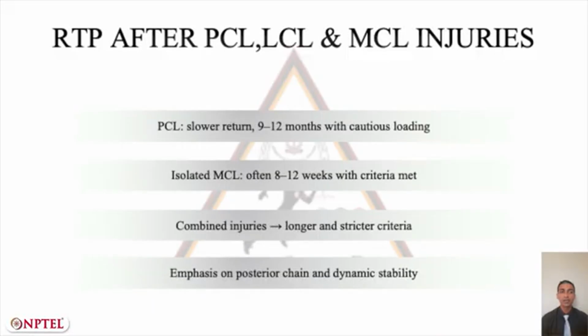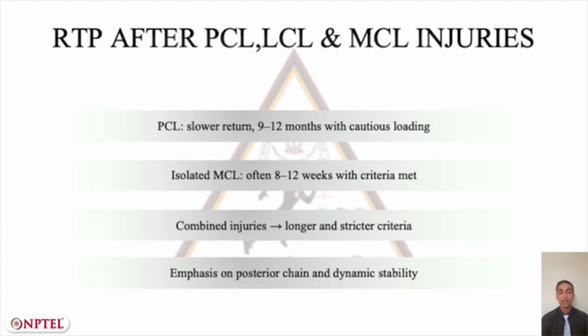Slide number 12. RTP after PCL, LCL and MCL injuries. PCL injuries require more cautious return due to posterior loading. Clearance is usually after 9 to 12 months with strength and balance restoration. Isolated MCL and LCL injuries, in contrast, often allow return in 8 to 12 weeks if the criteria for RTP are met. Isolated collateral injury cases are usually of low-grade injuries, and hence the RTP is sooner.